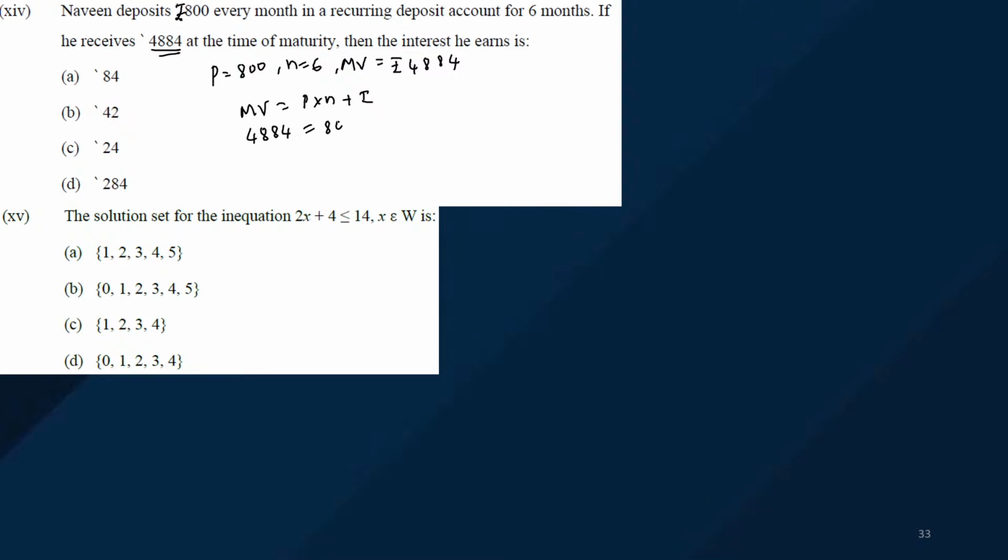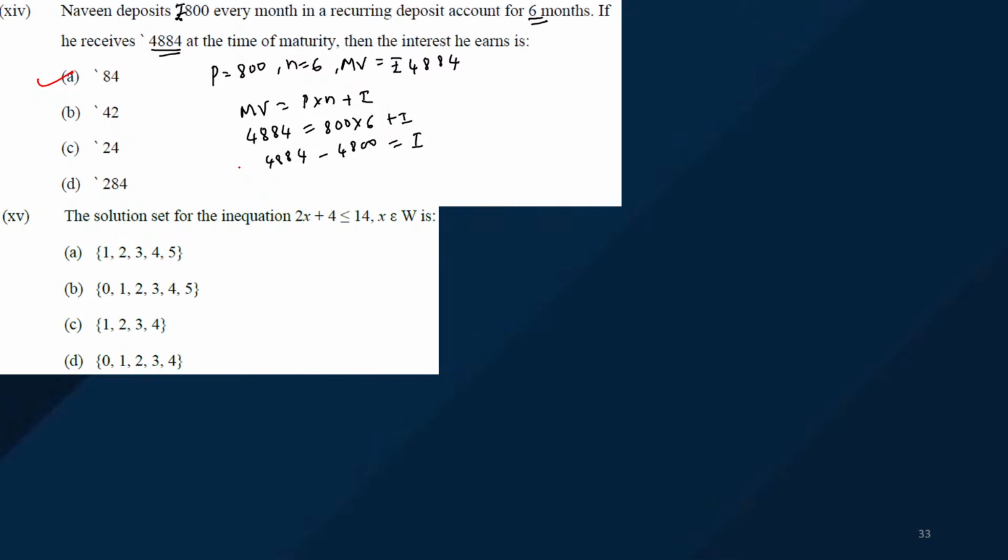P is 800, and he has deposited the money for 6 months, plus I. So I get 4884 minus 4800. What do I get here, children? That is the interest. So 4884 minus 4800, 84 rupees is the interest he earns. Clear? Okay, now let's go to the next question.